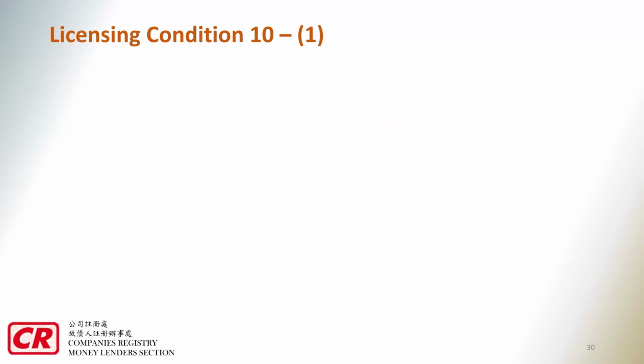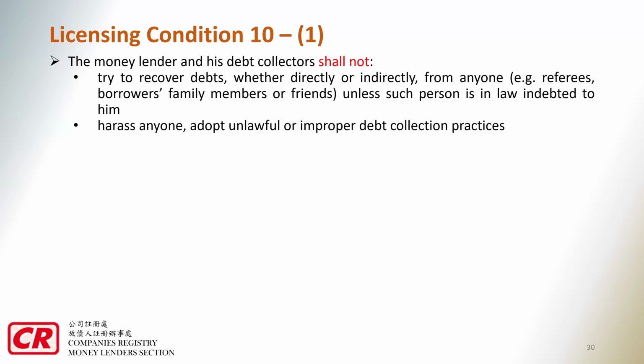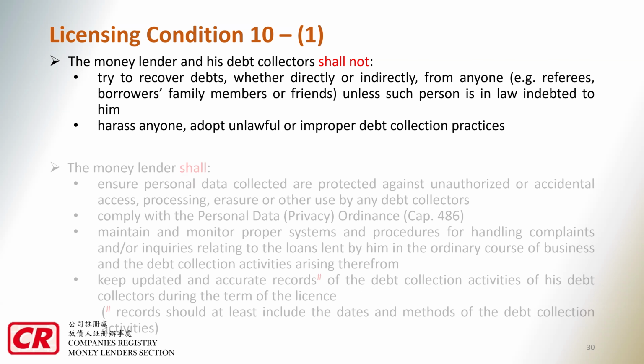Under licensing condition 10, the moneylender and its debt collector shall not try to recover debts, whether directly or indirectly, from anyone, for example, the referees or the borrower's family members or friends, unless such person is in law indebted to him, and shall not harass anyone, and shall not adopt unlawful or improper debt collection practices.